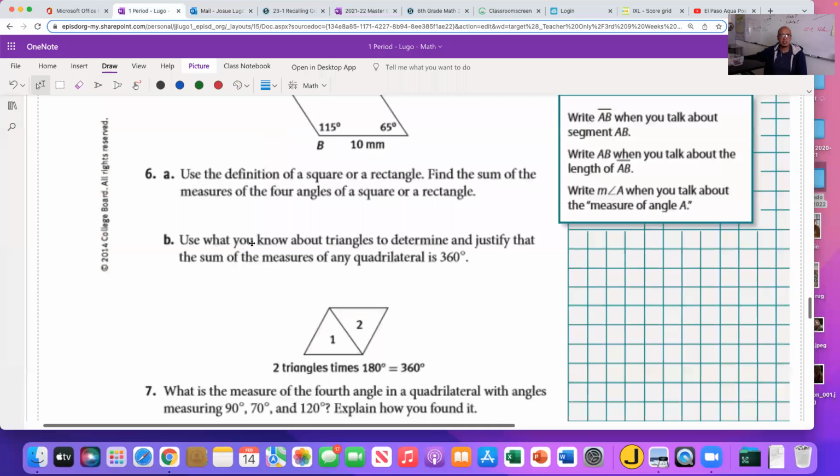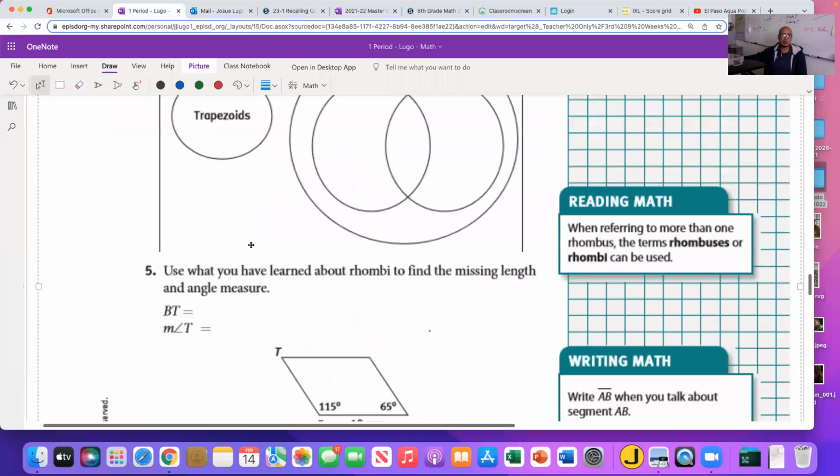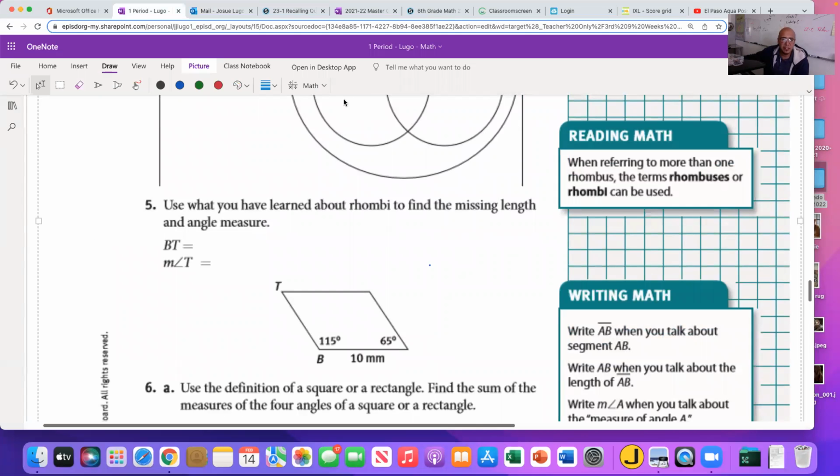In fact, going into OneNote, we begin with number 5, and we're given this, and this is the first one from Schoology. It says, use what you've learned about rhombi, which rhombi is just a rhombus. Rhombi is plural for rhombus. So let's use what we know about rhombi to find the missing length and angle measure.